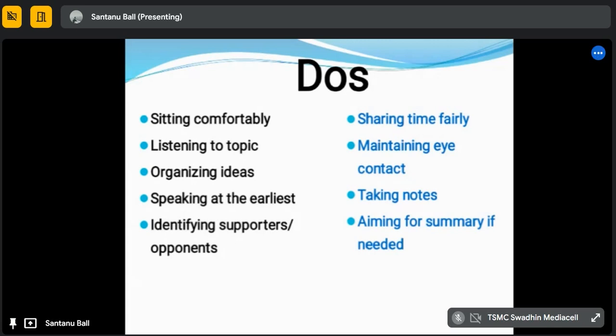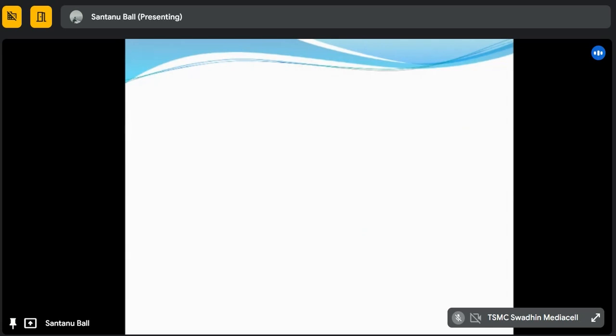Now, finally, I also added some don't points in my next slide. Don't points means the steps we must not follow during any kind of conversation, mainly in group discussion.